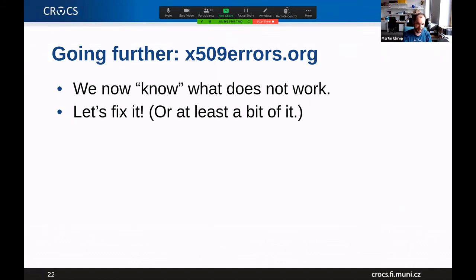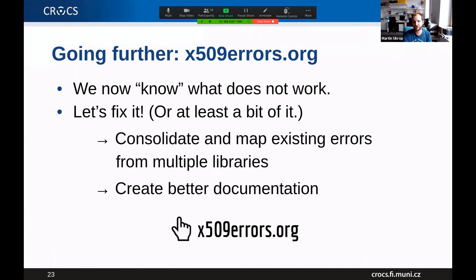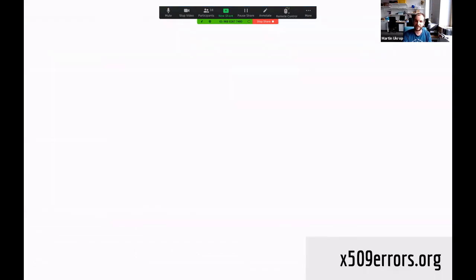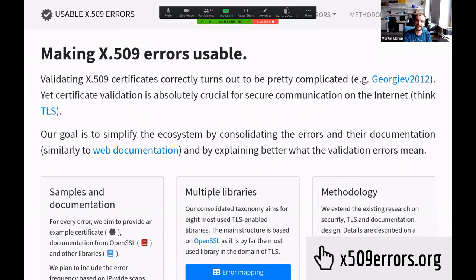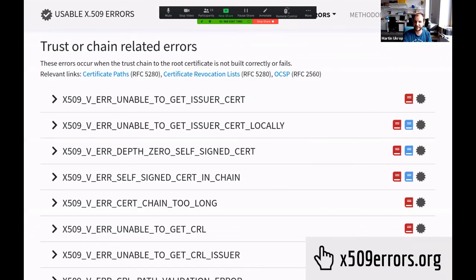There's another part, some kind of an application part of our research. Now, knowing what works and what doesn't in the developer's mind, we decided to fix it, or at least a little bit of it. So we're trying to consolidate documentation of different libraries and create our documentation ourselves. We made a website that is trying to make X509 errors usable. It lists the errors, currently mostly the OpenSSL errors, but we are adding other commonly used ones.